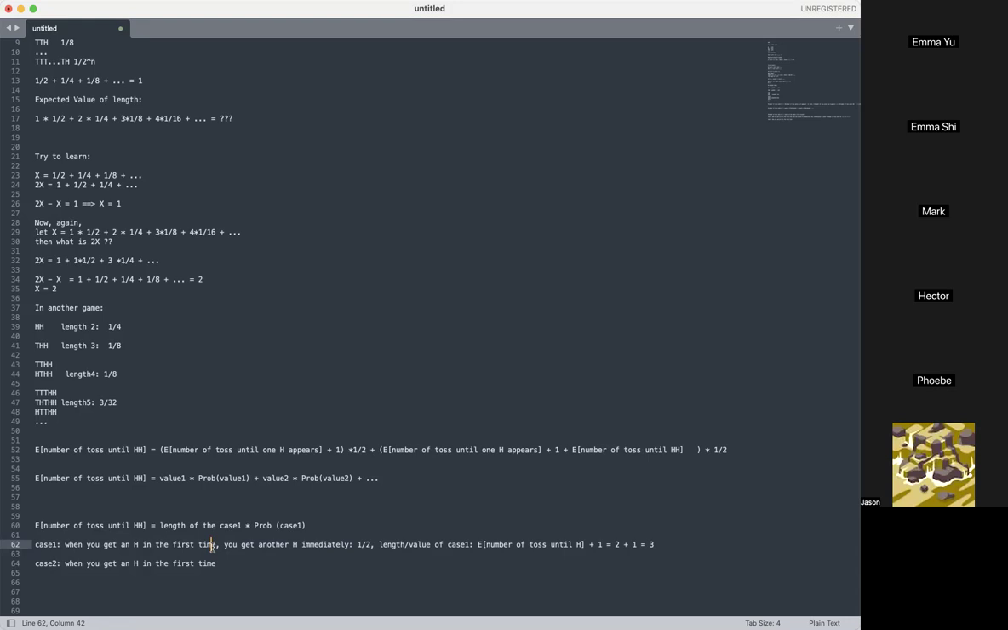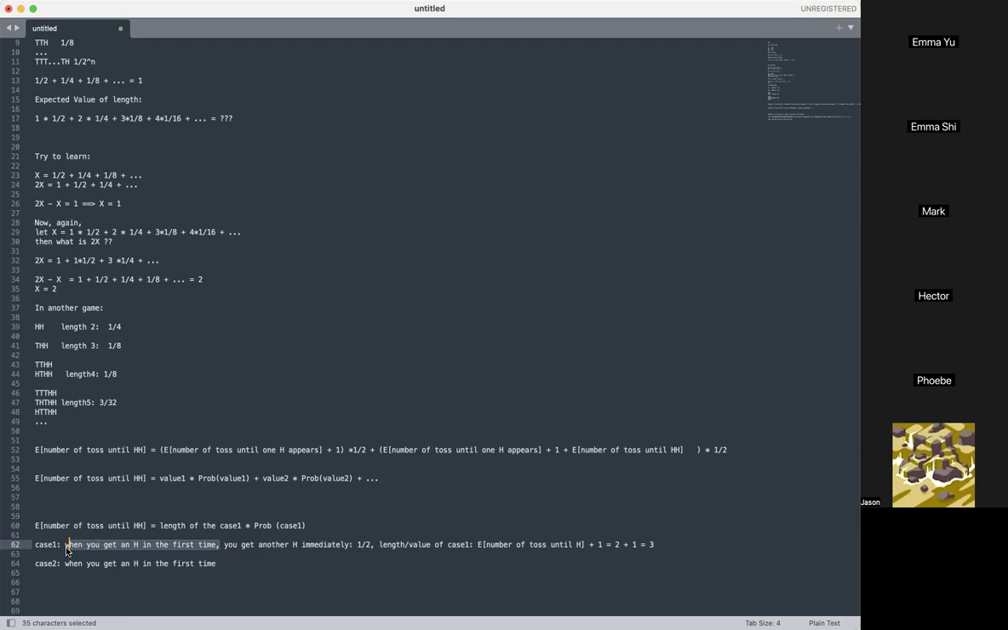But some of you may get confused, thinking, why when you calculate the probability of case 1, you don't consider the probability of getting an H the first time? The answer is that the probability that you get an H the first time is 1. So it's 1 times 1/2, which equals 1/2. Why? Because when you toss, you will eventually get an H, right?